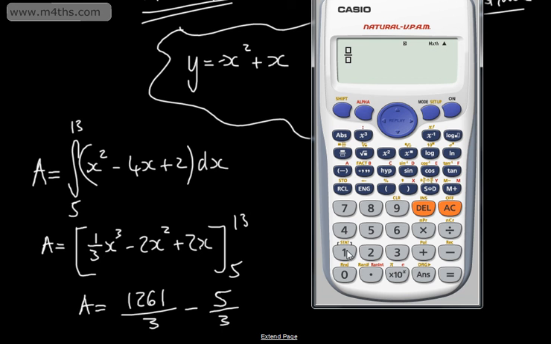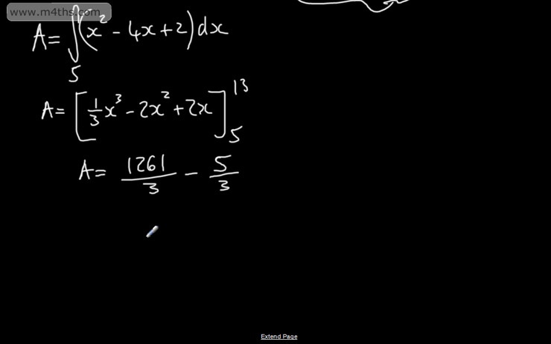So what have we got? We've got 1261 over 3 minus that answer we just found, which we could just put minus answer, or you can put minus 5 over 3, or you can keep it in the same fraction. That gives us now 418.66 and so on and so forth. So the area is going to be 1256 over 3.